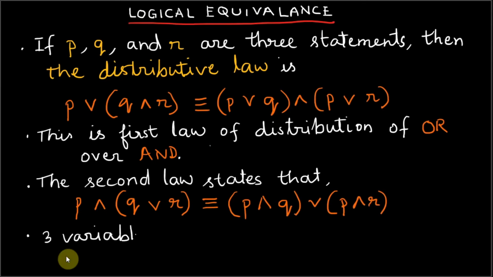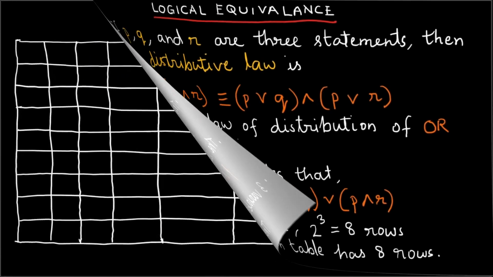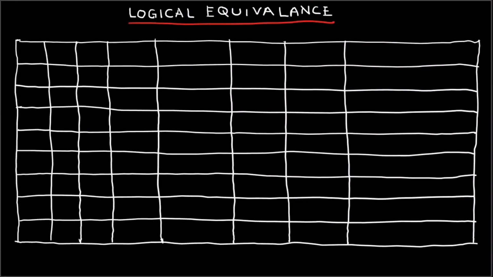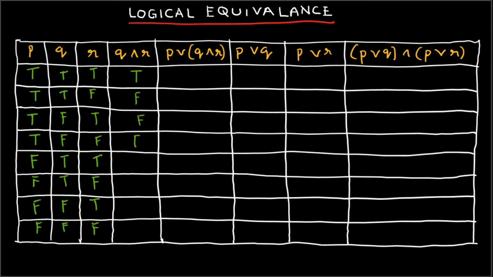There are three variables P, Q and R, which means 2 raised to 3 equals 8. Therefore, the truth table has 8 rows. If we construct the truth table for the first distributive law, then the columns are P, Q, R, Q and R, P or (Q and R), P or Q, P or R, and finally (P or Q) and (P or R). Enter values for P, Q and R. Then you evaluate the truth values for the other columns.